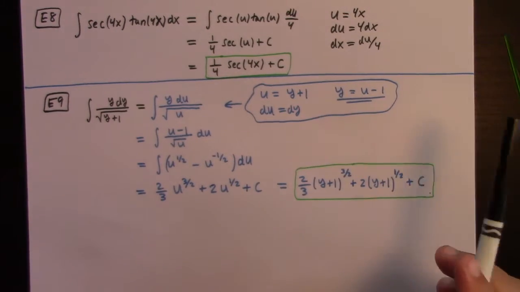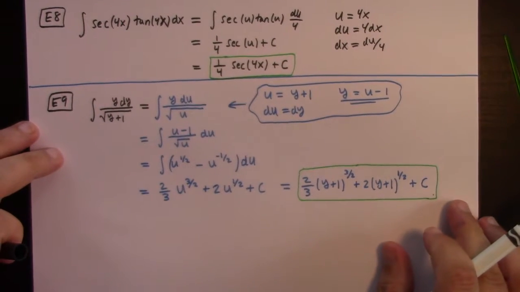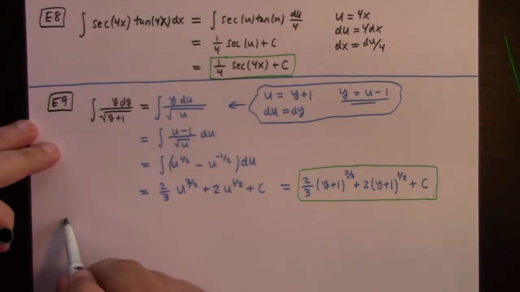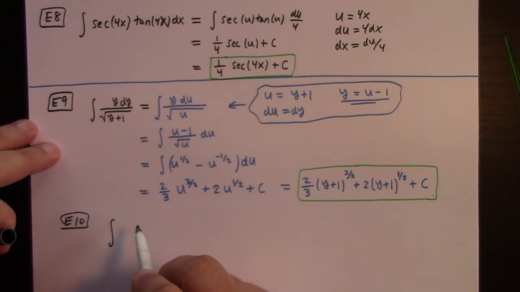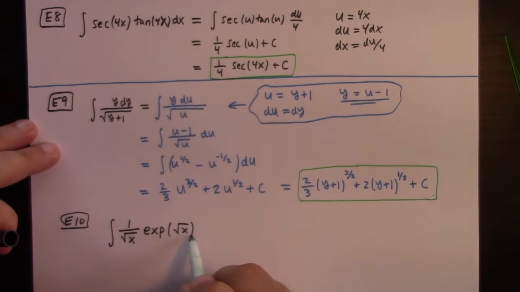Alright, let's see if I can find something a little bit more exciting. How about something involving a square root? Example 10. The integral of, let's see here, how about 1 over the square root of x times the exponential of the square root of x dx?